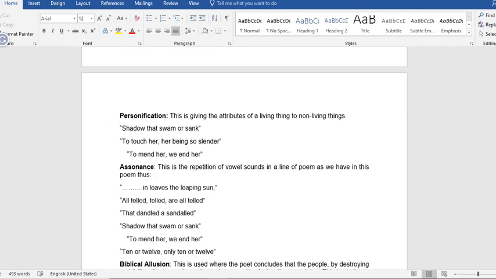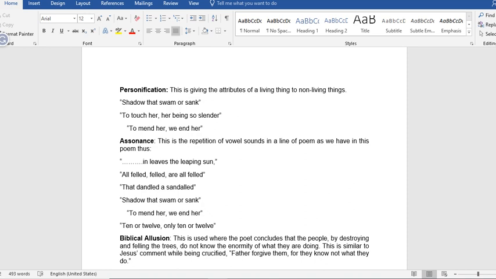Next one is personification. This is giving the attributes of a living thing to non-living things. We have "shadow that swam or sank", "to touch her being so slender", "to mend her, we end her". With the use of these personal pronouns, the landscape is being personified there.